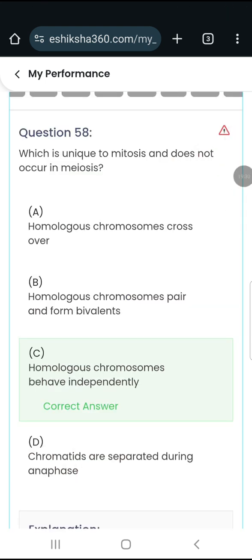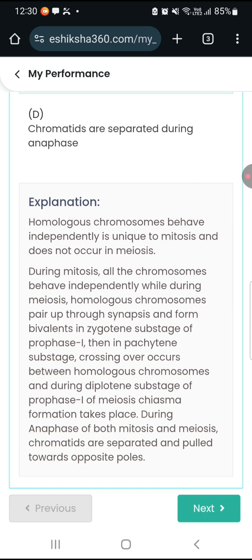Which is the event unique to mitosis and does not occur in meiosis? Answer: homologous chromosomes behave independently. Explanation: homologous chromosomes behaving independently is unique to mitosis and does not occur in meiosis.